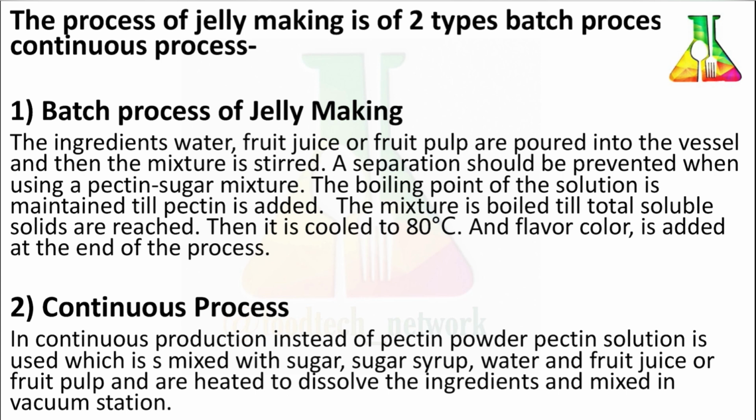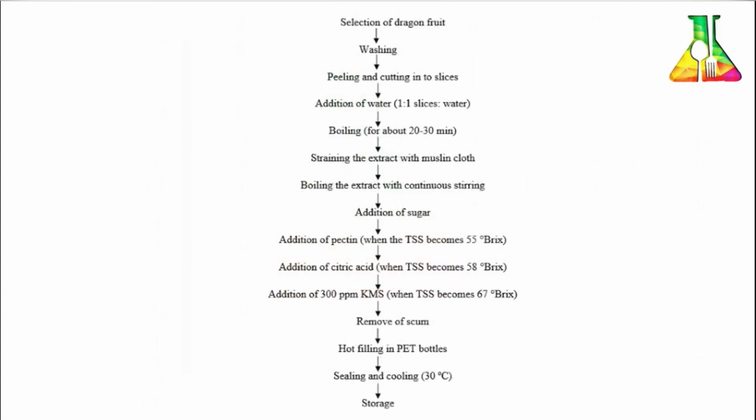In the continuous process, the ingredients are sugar, sugar syrup, water, fruit juice and fruit pulp. These are heated to dissolve the ingredients and mixed in a vacuum station. Next, with the reference of dragon fruit, here is a flow chart of the process of jelly making. Let us understand this.